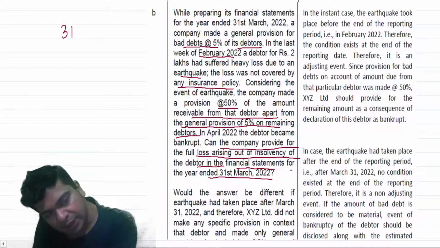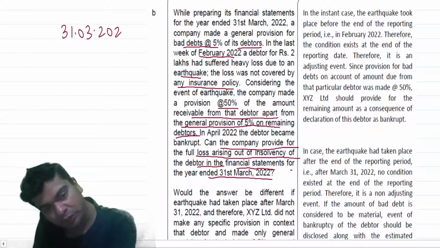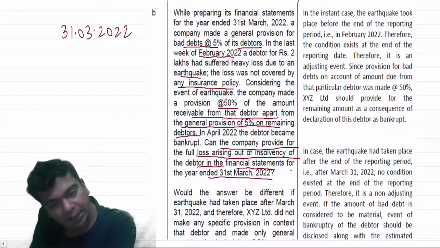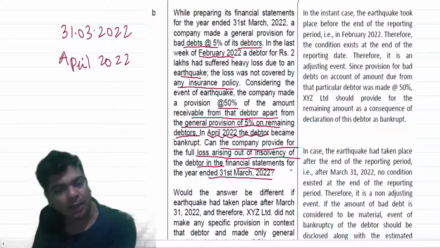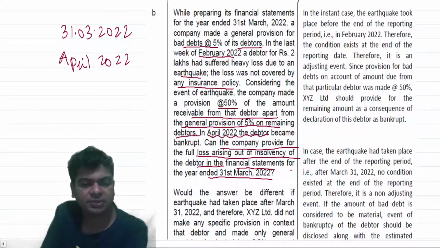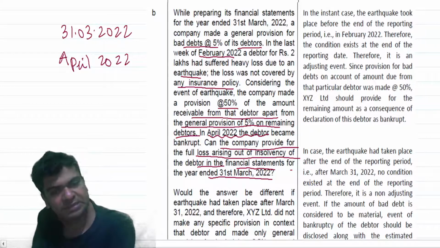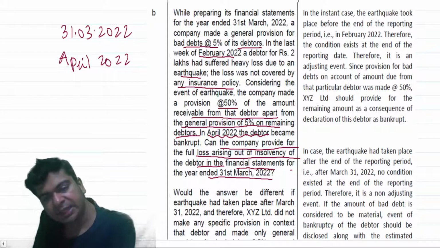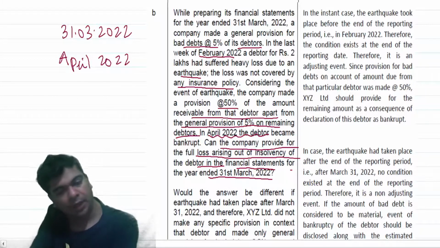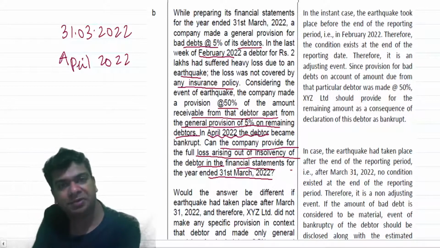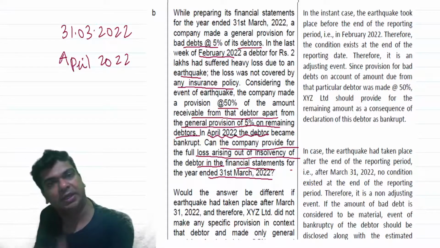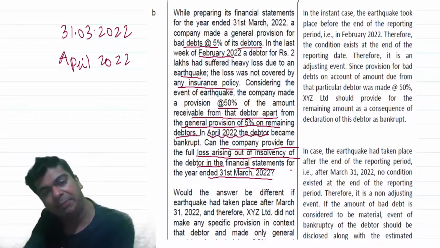Your reporting date is 31st March 2022. In April 2022, the debtor became bankrupt. In April 2022, the event occurred. And when are we finalizing the books? Have they given us any date? Approval date is not given, but we are assuming that the financial statements are still not approved. It's very natural. Year has just ended and this event has occurred in April.